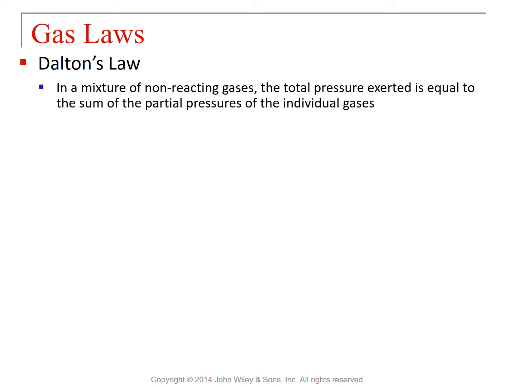So let's take the first part of the sentence, in a mixture of non-reacting gases. This would be a mixture of gases that don't chemically react with one another. The atmosphere would be a really good example of that. You've got nitrogen and oxygen and argon and CO2, and they don't chemically react with each other, so they are non-reacting gases. So we're going to go through Dalton's law, and we're going to use the atmosphere as our model for this. The total pressure of the atmosphere is 760 millibars. That's something that we saw in the first video.